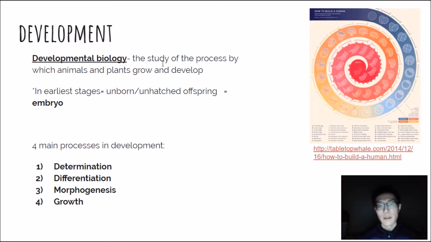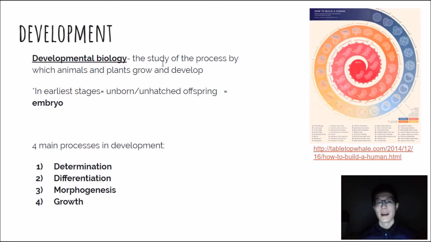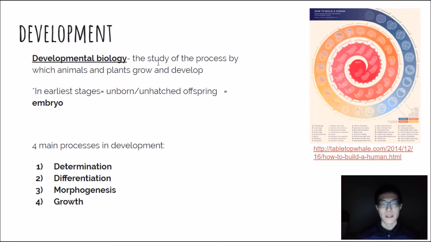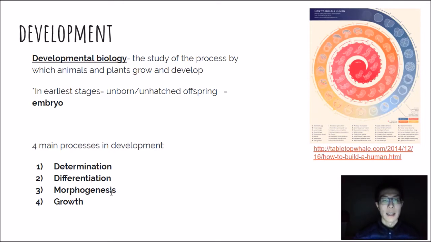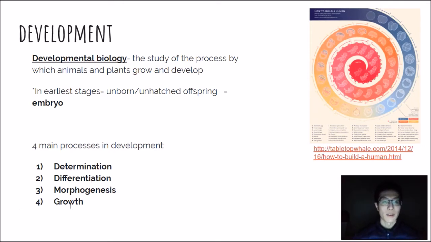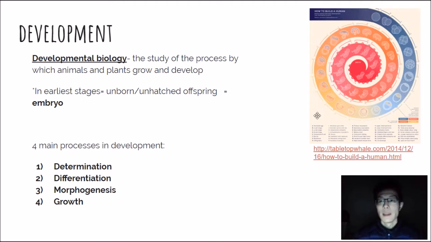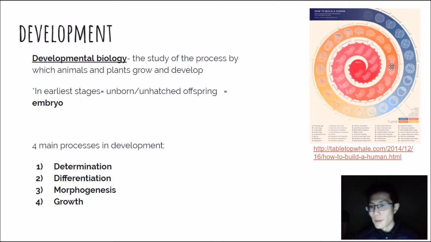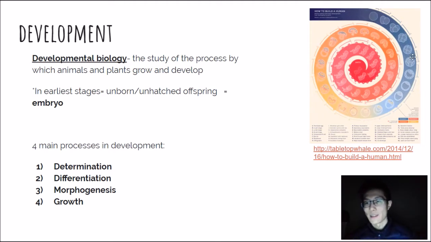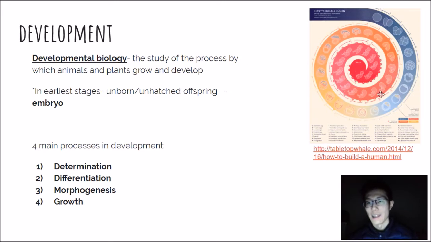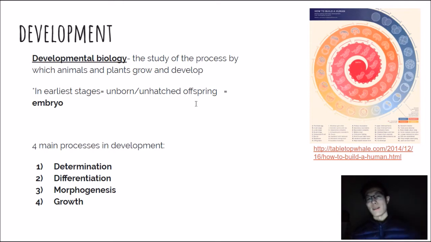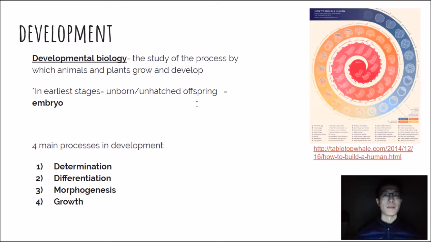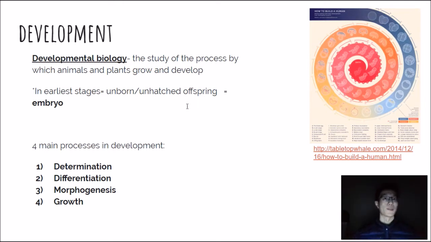Development often is broken down into sort of four different processes. We have, first of all, determination, and then differentiation, and then morphogenesis, and then we also have just growth. If you look at this wonderful GIF over here, you can see these processes slowly playing out in motion. I have the link over here, and it should also be found in the description, so you can go to the website itself and take a look there for yourself.